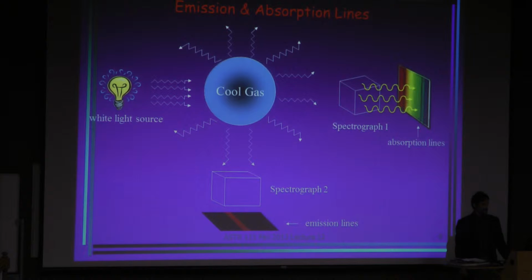Send light through, the white light source, into a cool gas. Many wavelengths make it through, but you see here the red, very few photons are emitted in the original direction.